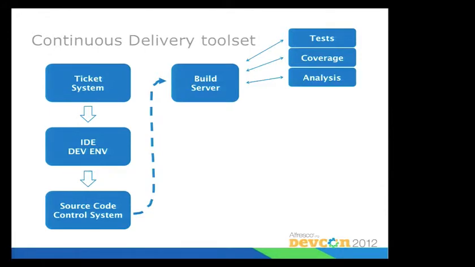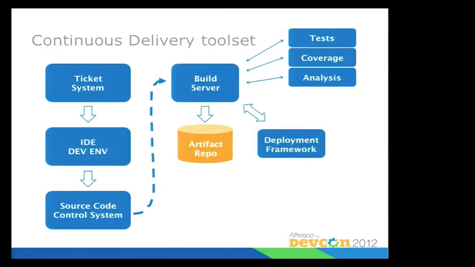And when that all is running well, then you actually create your build artifacts, which in the Alfresco use case will be maybe a WAR file or an AMP or something like that. And it's stored in the artifact repo. From there on, when that is done, the deployment framework will start doing its thing.